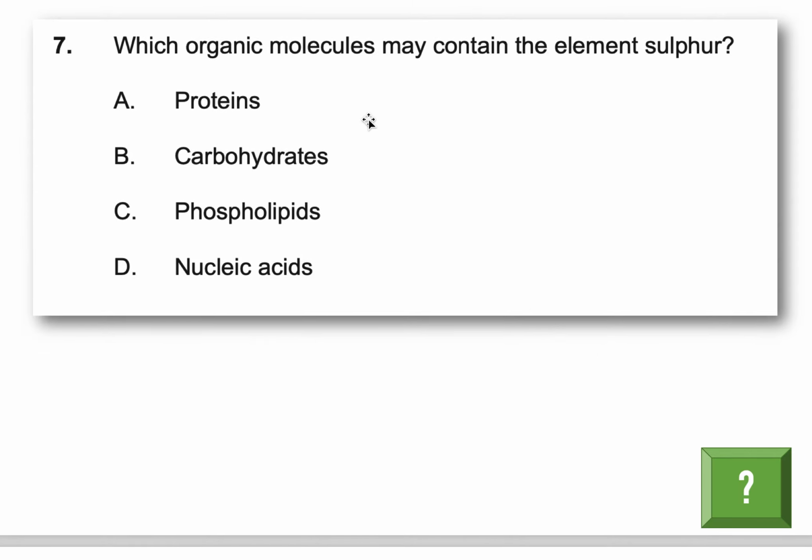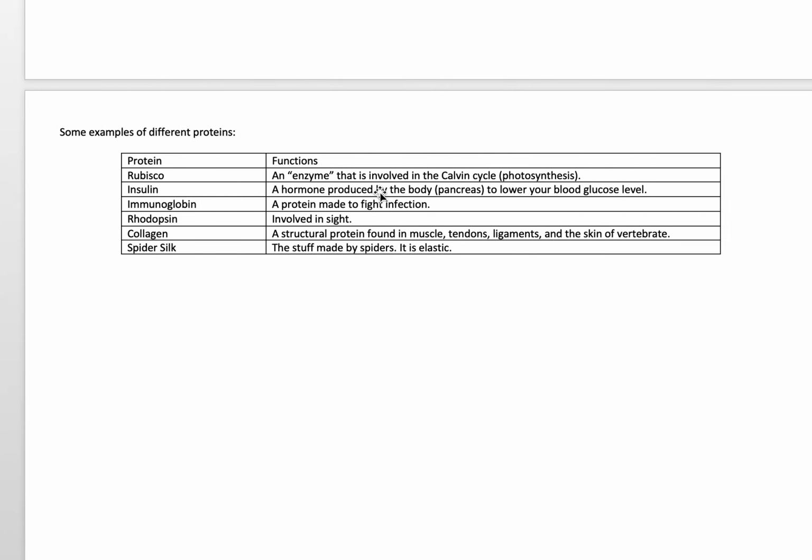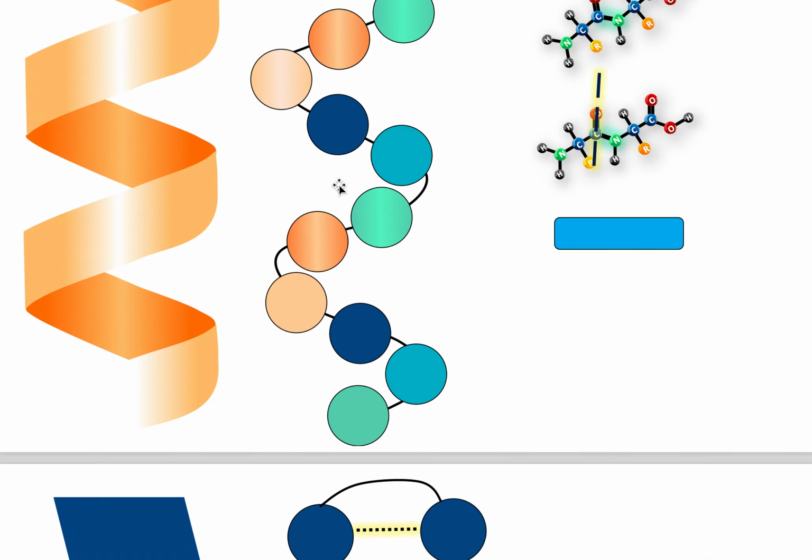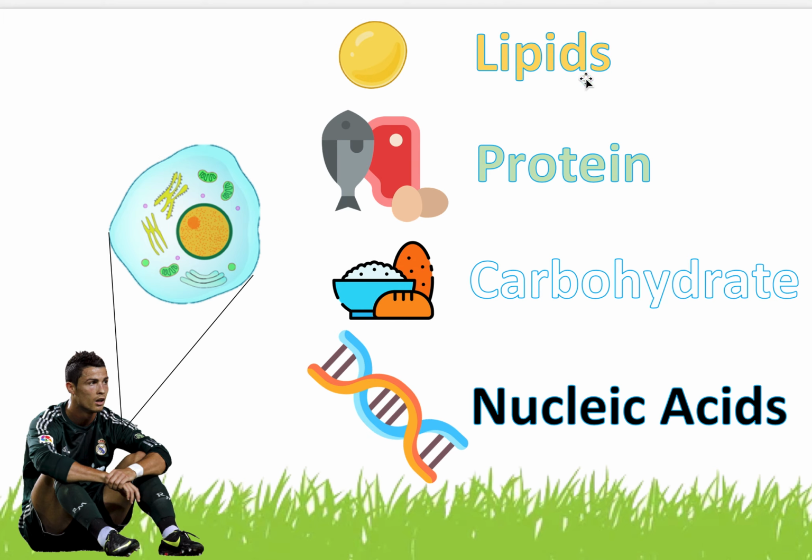Which organic molecules may contain the element sulfur? So we know on Earth, scientists have discovered many kinds of elements, right, that we can see on the periodic table. But maybe you haven't taken chemistry, so you're not aware of all these elements. Now you need to know that one of the macromolecules, let me show you. We learned about these 4 macromolecules, like lipids, protein, carbohydrates, nucleic acids, right?